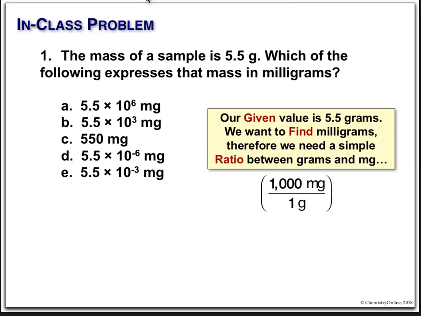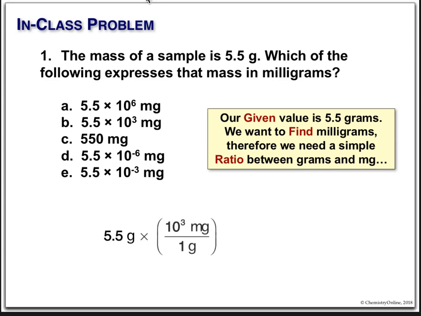So to solve the problem, you would start off with the given. We will multiply this by a ratio. You'll note that grams and grams are going to cancel, and we're left only with milligrams. Simply multiply this out, and B is the correct answer.